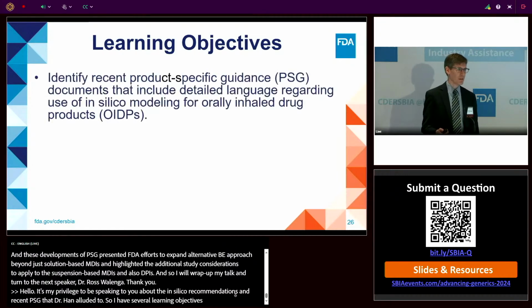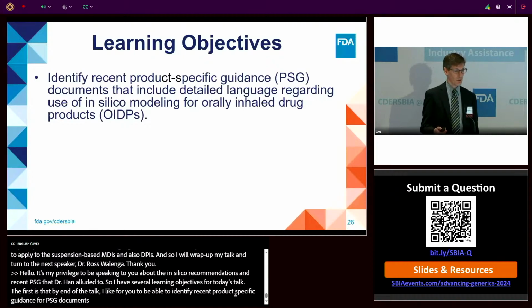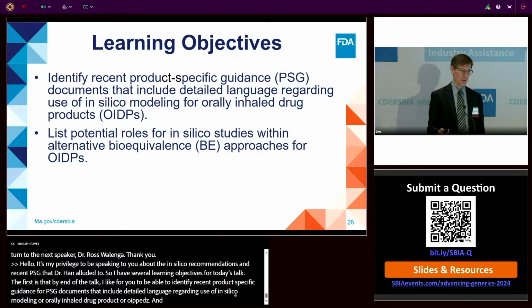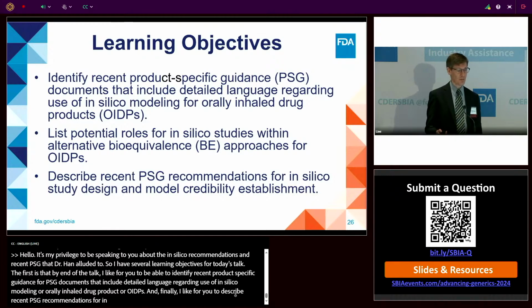The first is that by the end of the talk, I'd like for you to be able to identify recent product-specific guidance or PSG documents that include detailed language regarding the use of in silico modeling for orally inhaled drug products or OIDPs. The second is I'd like for you to be able to list potential roles for in silico studies within alternative bioequivalence or BE approaches for OIDPs. And finally, I'd like for you to be able to describe recent PSG recommendations for in silico study design and model credibility establishment.